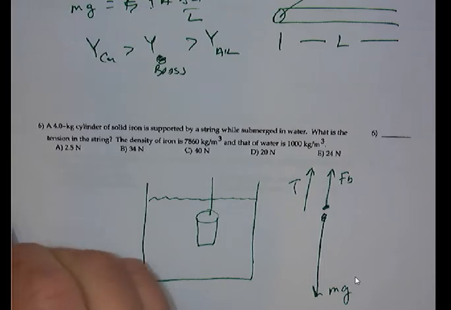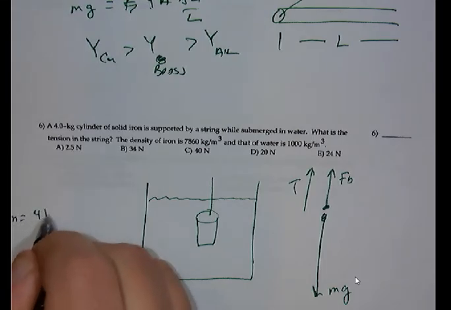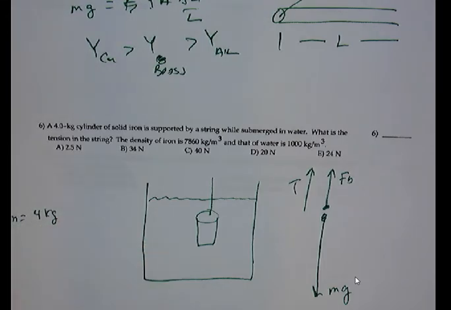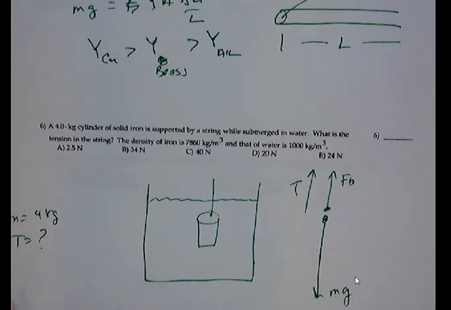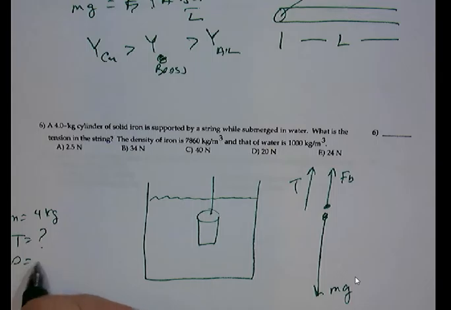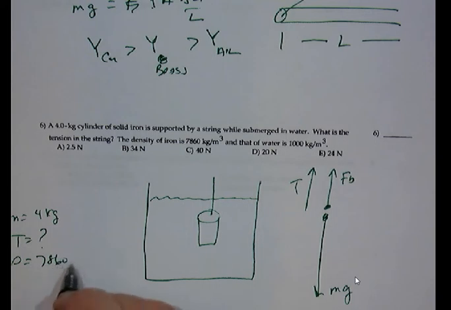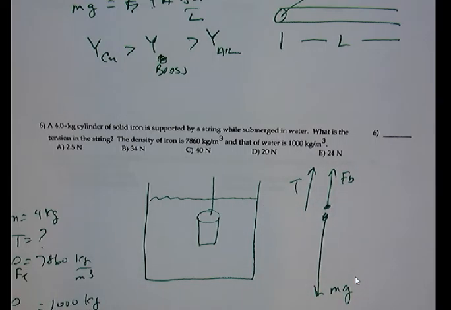So we know the mass, 4 kilograms. It's solid iron. We want to know what is the tension in the string. The density of iron, 7860 kilograms per cubic meter. So this is of iron. The density of water, it's given here, but we should probably know that one, 1,000 kilograms per cubic meter.